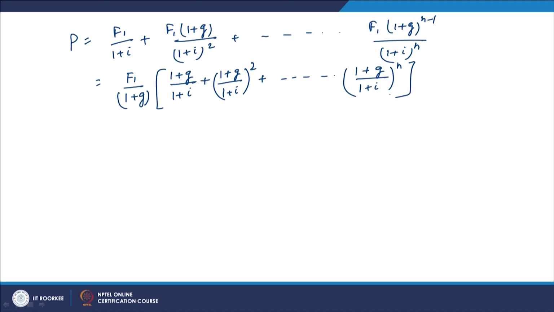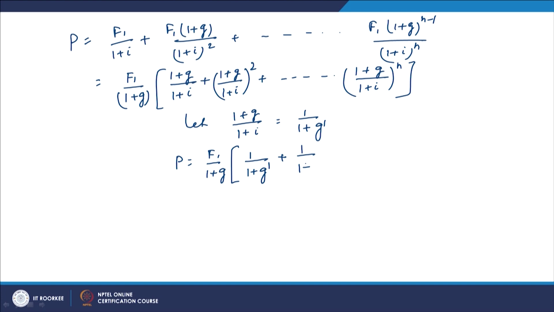Now, what we do is, in this case, let (1 plus G) upon (1 plus I), we take it as 1 by 1 plus G prime. So, we are taking this value as 1 by 1 plus G prime. So, this P becomes equal to F1 by 1 plus G, and then we get 1 by 1 plus G prime plus 1 by (1 plus G prime) whole square plus like that. So, it will be 1 by (1 plus G prime) raised to the power n.